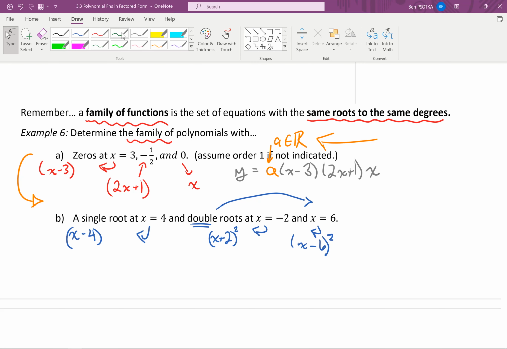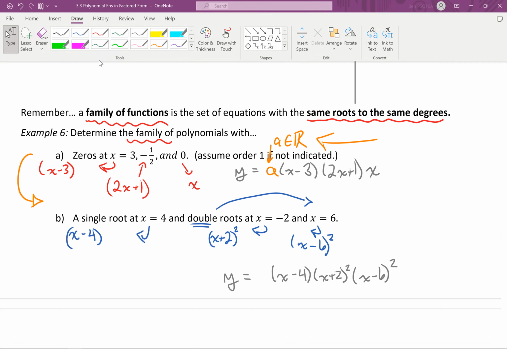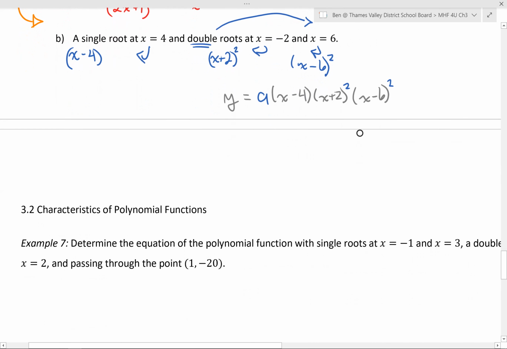So the family of functions is not y equals x minus 4, x plus 2 squared, x minus 6 squared. It's not just that. For our family of functions, we must remember to put in this a value right here. And I'll emphasize these squares as well. We cannot forget those. Fantastic. So you should be able to handle something like that.